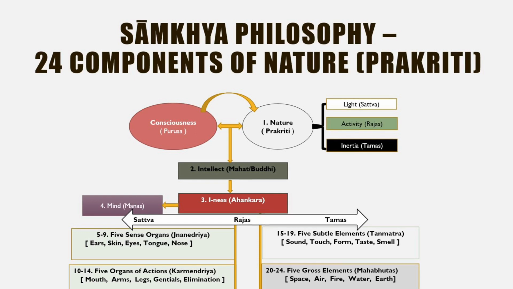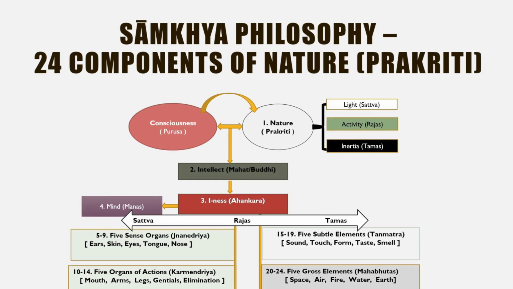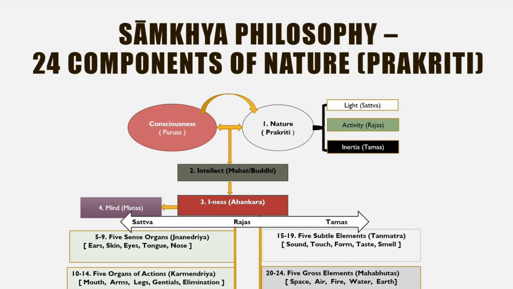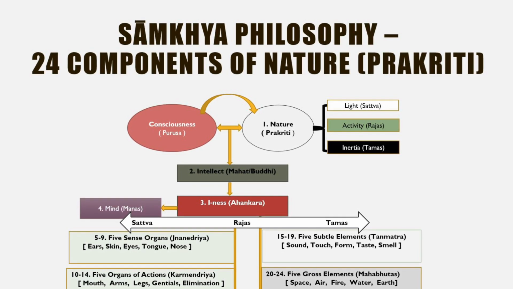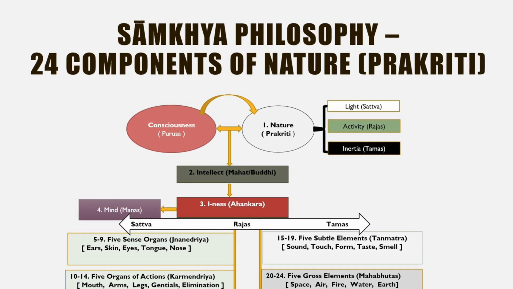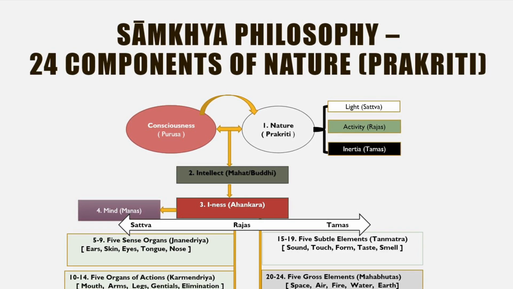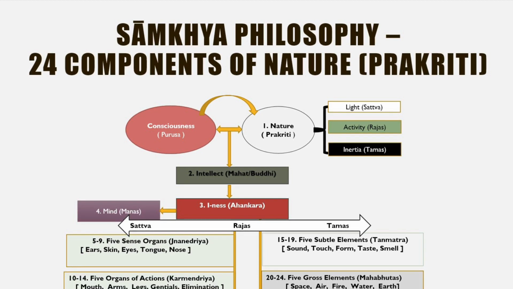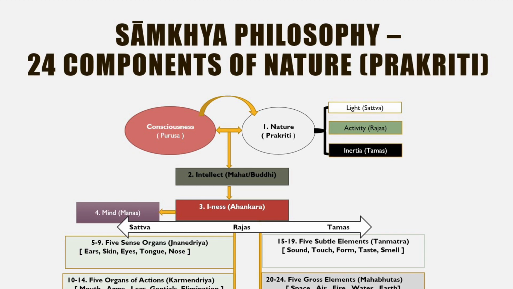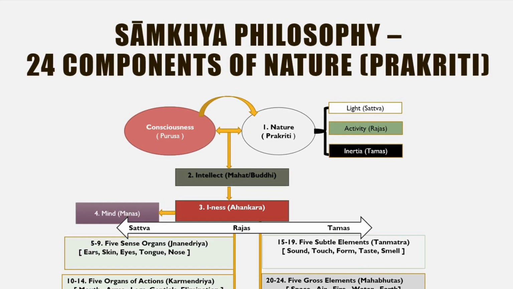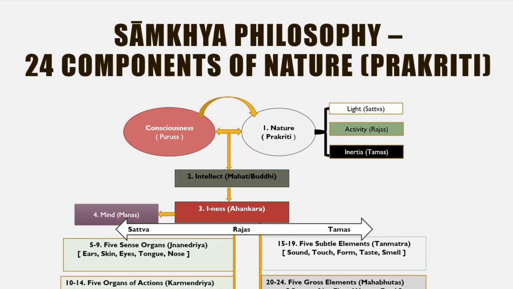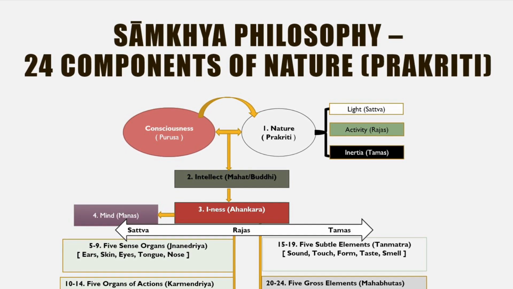Just to give you a metaphor, assume the Purusha is like the father and Prakriti is like the mother. When the father comes in touch with Prakriti, the mother becomes pregnant and the equilibrium gets disturbed. And thus the mother gives birth to the next 23 components. And these 23 components are nothing but part of Prakriti.